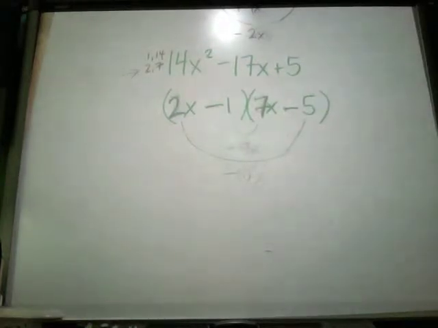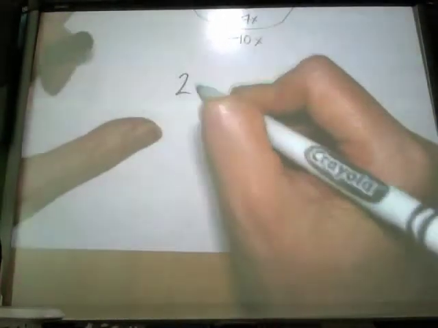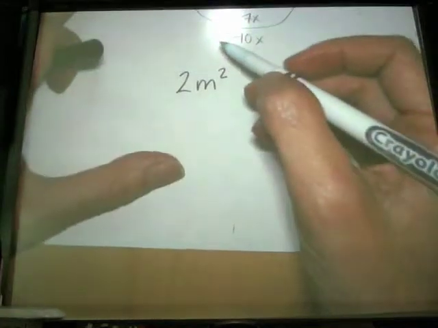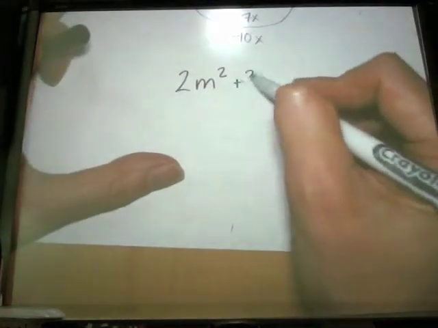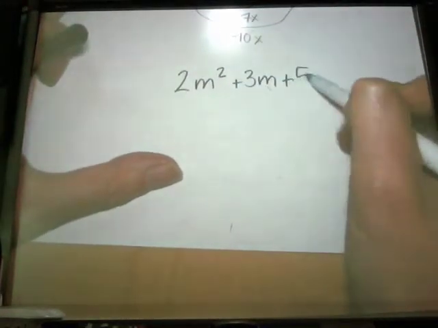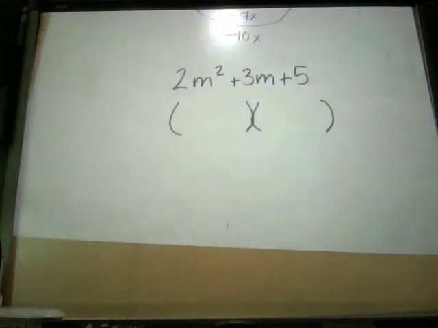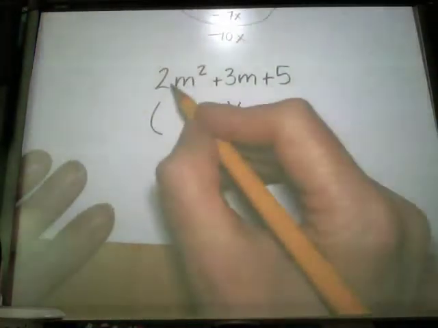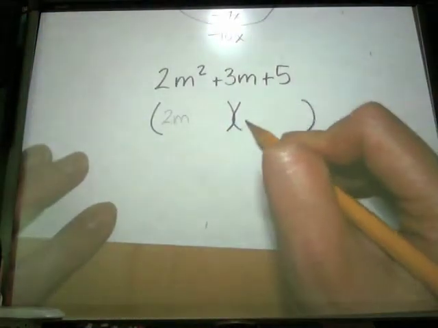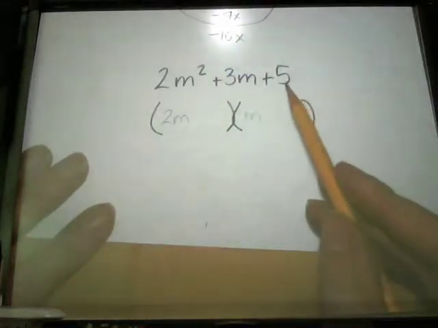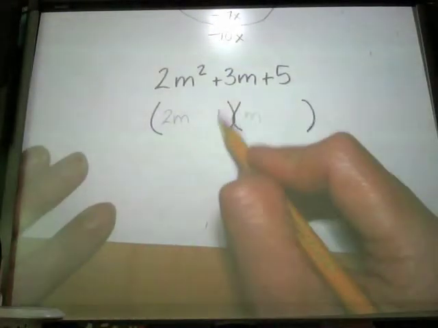Let's do one more. Let me try to find one that's prime. Of course, you won't know it's prime when you're doing the homework, but 2m squared plus 3m plus 5. For 2m squared, there's only one choice, 2m times 1m. For 5, there's only one choice, 1 and 5.